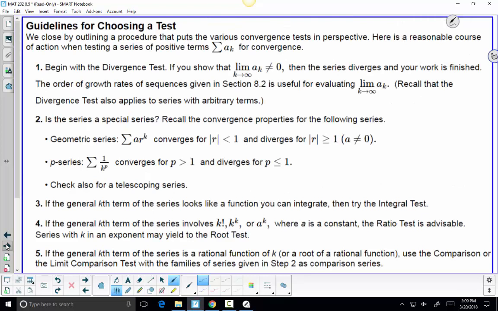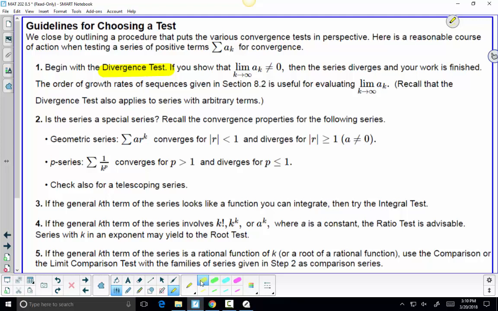There are the guidelines for choosing the right test. All right, we'll just sort of go through. So first thing is the divergence test. You don't even want to be thinking about whether a series converges if the limit of a sub k is not zero. If the limit of a sub k is not zero, you're done. There's no way the series can converge. For the series to converge, eventually you need to be adding negligible terms, which means terms with a value close to zero. If the limit of a sub k is not zero, you're adding positive numbers that are substantial, like 1/2 plus 1/2 plus 1/2 plus 1/2, diverge. If the limit is not zero, diverge.